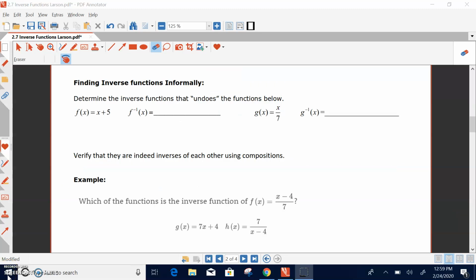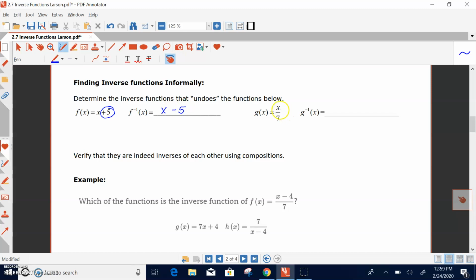So let's start with finding an inverse function informally. This means you're just trying to figure out what operation undoes the original operation in the function f of x. So if f of x takes an x and adds 5, what is the opposite or the inverse of adding 5? Well, it would have to be subtracting 5. That would be the inverse of x plus 5.